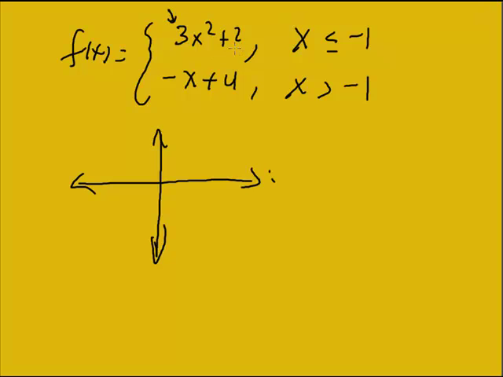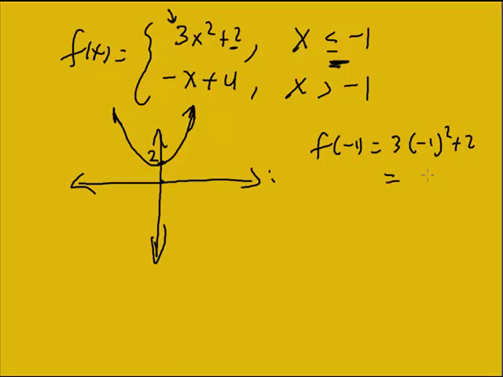And then I have a plus 2 there. That means instead of starting at 0, 0, it'll start at 2, and it's going to open up. It's going to look something like that. But I got to figure out what the value is at -1. So when I put in -1, f of -1, that's going to give me 3 times -1 squared plus 2, and it turns out to be 5, which we did. So we're going to go over here, call this -1, and we're going to call this 5.